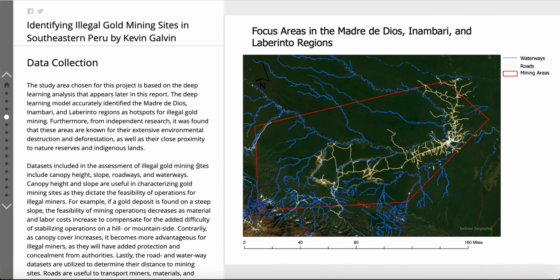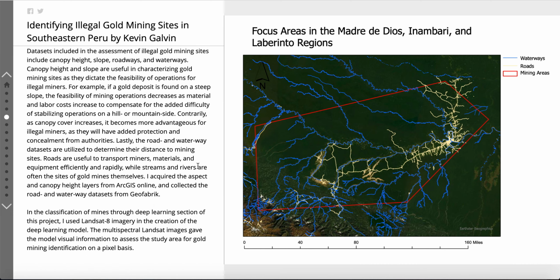The study area chosen for this project is based off of the deep learning analysis I conducted and from personal independent research, wherein I found that these regions in particular have been ravaged by illegal gold mining more so than anywhere else in southeastern Peru. Datasets included in the assessment of mines include canopy height, slope, distance to roadways, and distance to waterways. Lastly, I used Landsat 8 imagery to form my deep learning model.